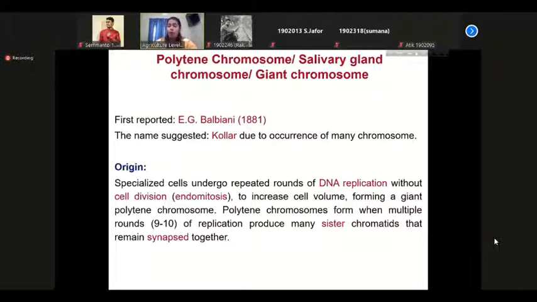Polytene chromosomes form through multiple rounds, 9 to 10 repetitions, of replication of the sister chromatids, which are synapsed together. That means they are together. That means 9 to 10 rounds of synthesis, but the cell did not undergo centromeric division in the metaphase stage. It is also called endomitosis. That means mitosis occurred, but the centromere didn't break down in the metaphase stage. It is called endomitosis.